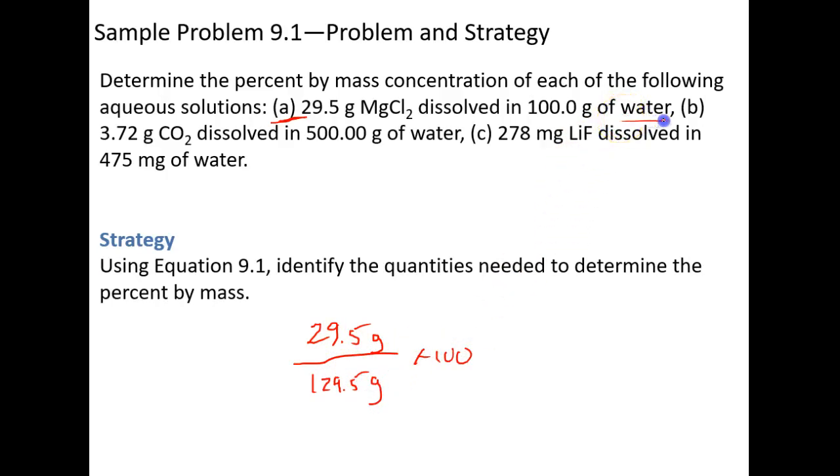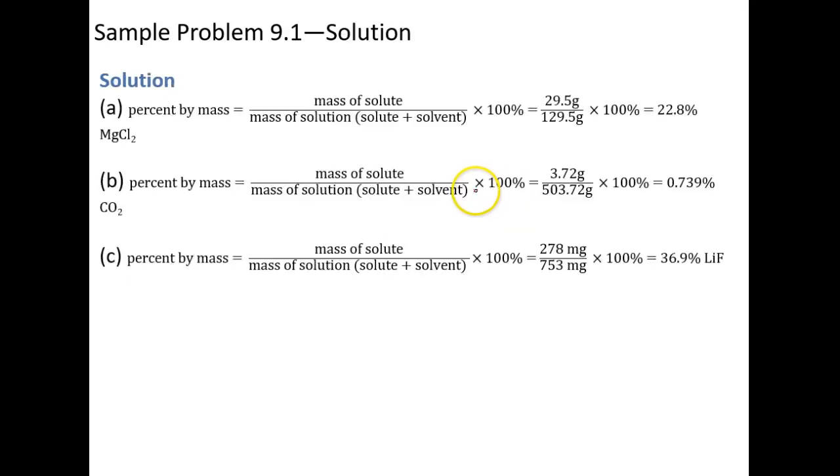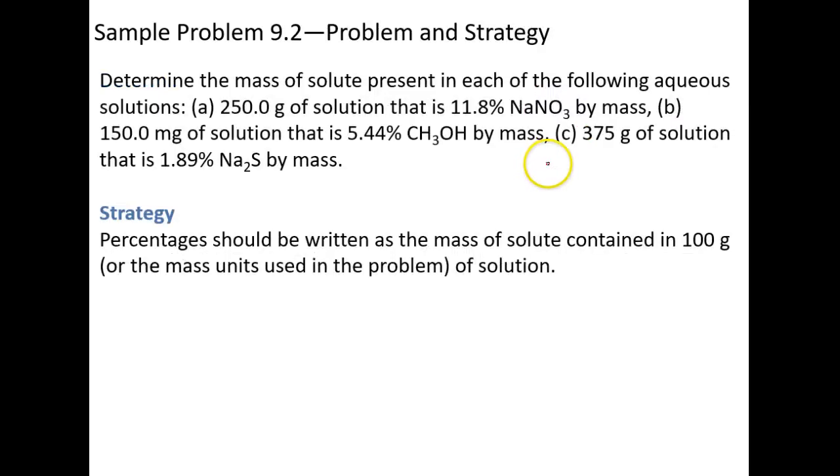Make sure you clearly read what they're saying. Don't always assume that that's your solvent, because it might say 29.5 grams is dissolved for a total of 100 grams of the solution. So in that case, then it's 29.5 divided by 100. Got to make sure you're reading what you are adding it to. And if you do the math, you will get 22.8%. So there it is, 29.5 divided by 129.5 times 100.